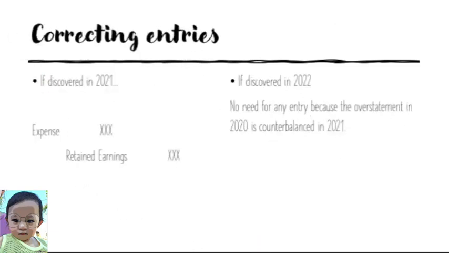So if the error was discovered in 2021, you should debit expense, okay? Because the expense for 2021 is understated, and credit retained earnings because your net income last year was understated. Again, this is retained earnings beginning. However, there's no need for any entry if the error was discovered in 2022 because again, the error is counterbalanced.